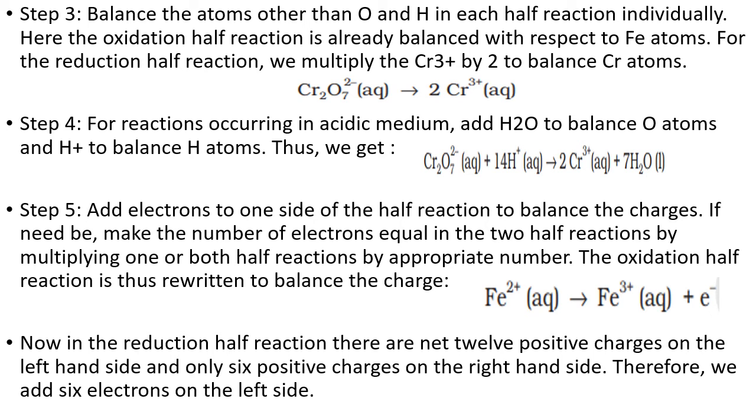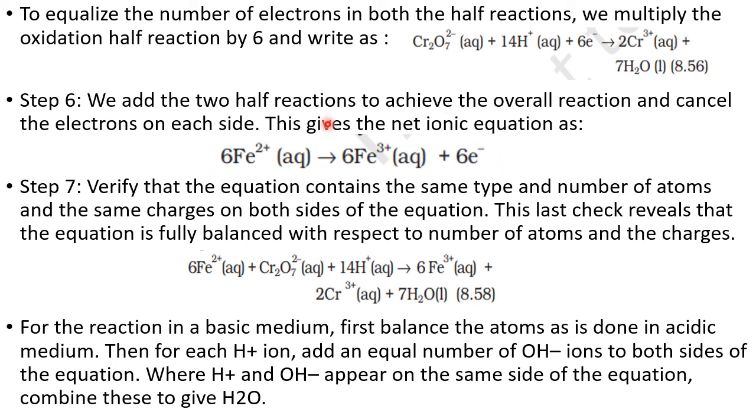Okay, let us see. Here, 6, and I multiply with 6. Here I have not multiplied, as 6 is already there. Now by adding these two equations, we will get what? The main equation: 6Fe2+ + Cr2O7 2- + 14H+ gives 6Fe3+ + 2Cr3+ + 7H2O. So this is the balanced chemical equation for this example by the half reaction method in the acidic medium. Now the second example starts.